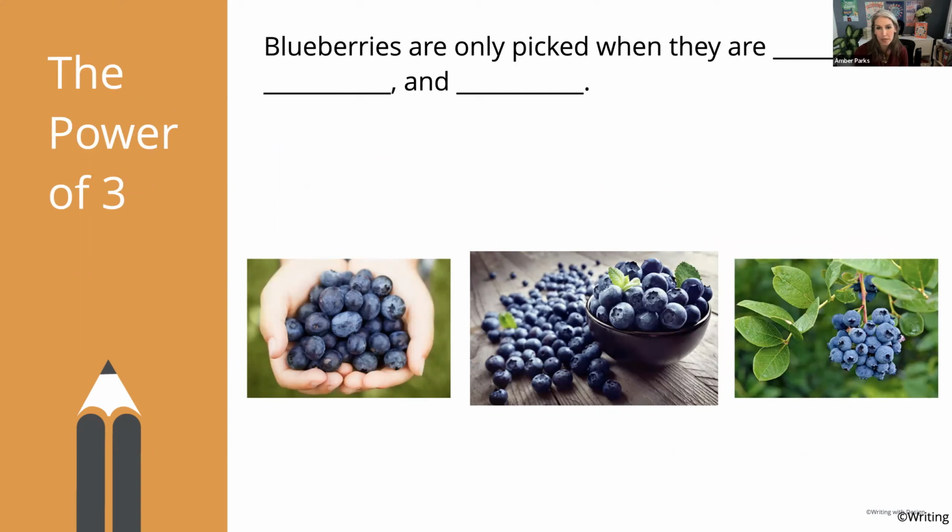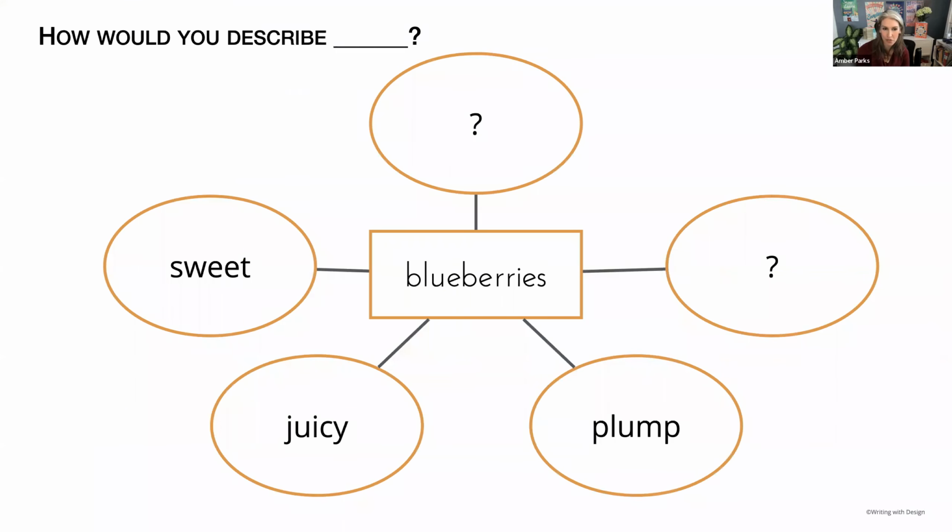They're picked when they are blank, blank, and blank. When do we pick blueberries? Based on these pictures, if we haven't ever picked blueberries in real life, well, we can think that through: when they're sweet and juicy and plump, right? And maybe cobalt blue, right? We can add in a color word.